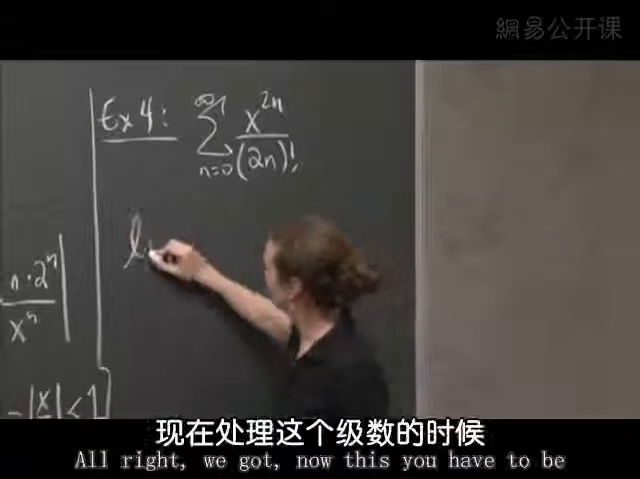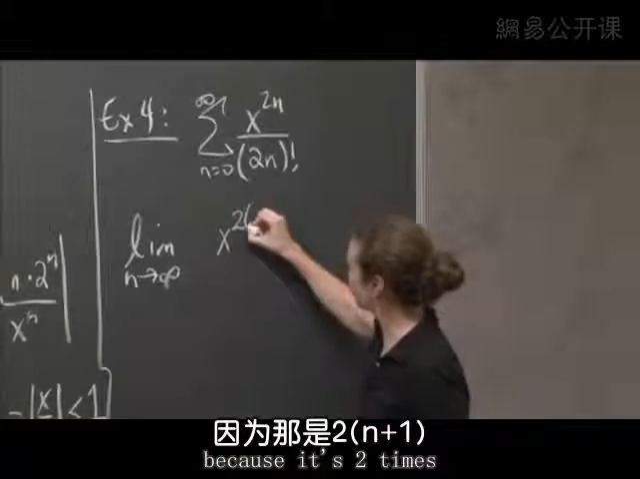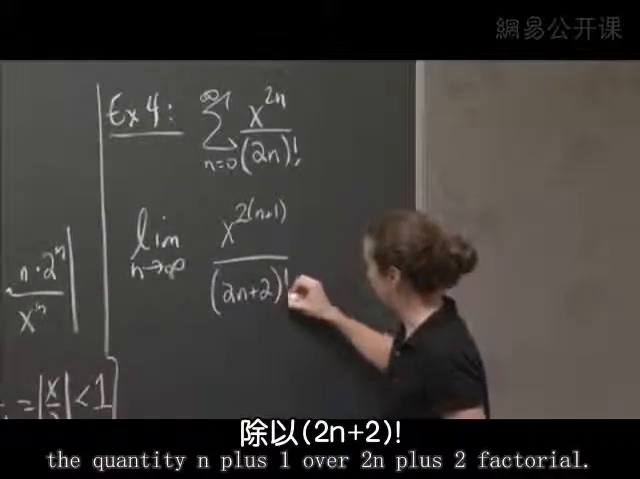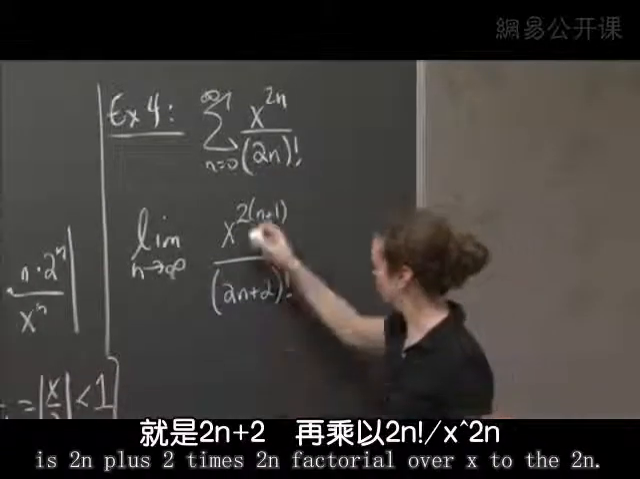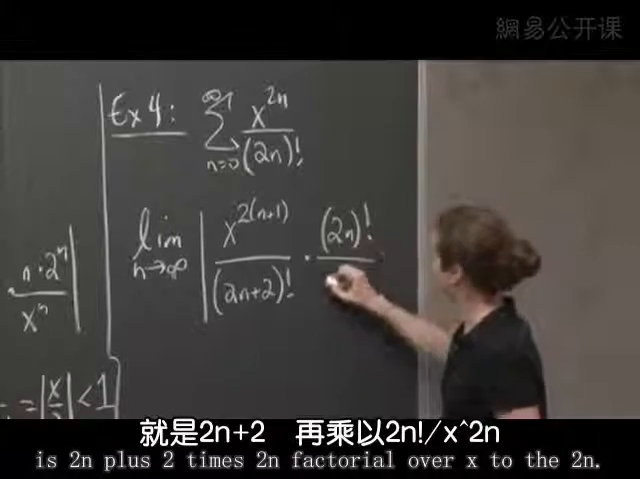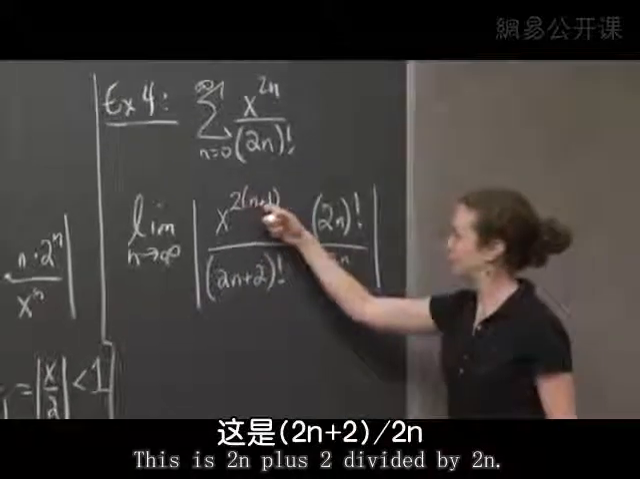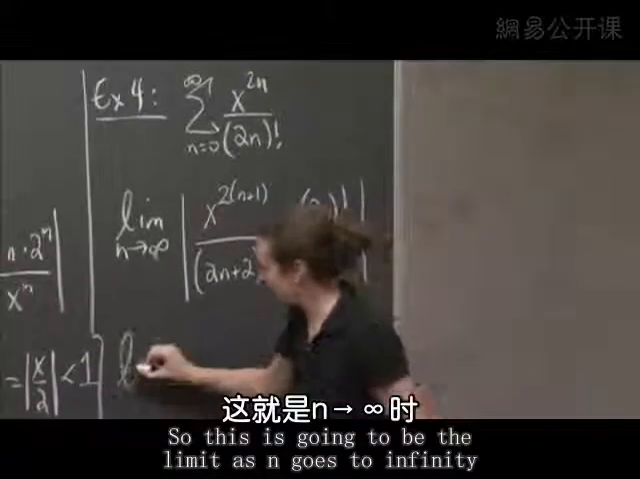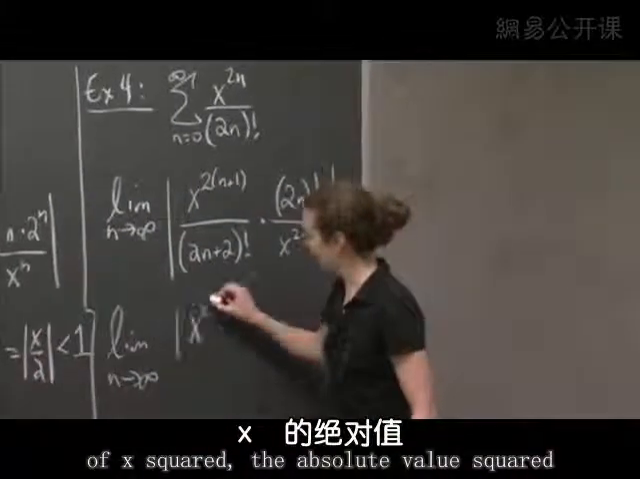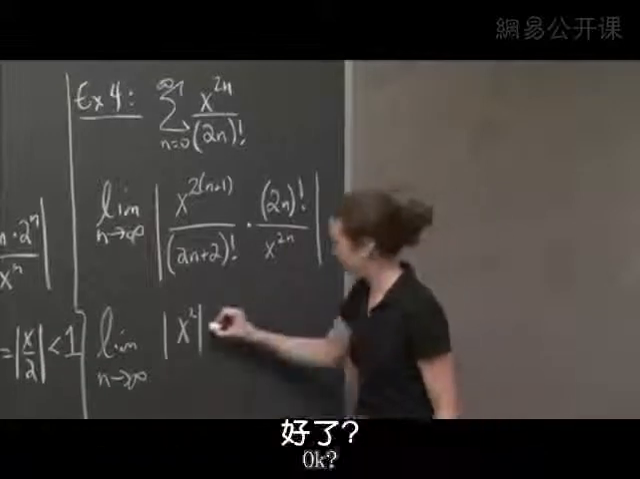Let's look at this one. All right, now this you have to be a little more careful because it's 2 times the quantity n plus 1 over 2n plus 2 factorial. So that's n plus 1 times 2 is 2n plus 2, times 2n factorial over x to the 2n. All right, this is where it might get a little tricky. This is 2n plus 2 divided by 2n. So this is going to be the limit as n goes to infinity of the absolute value of x squared, which is just x squared again, times this thing.